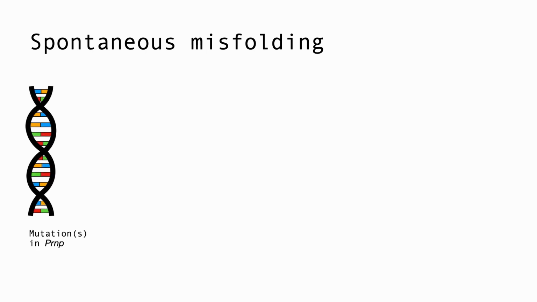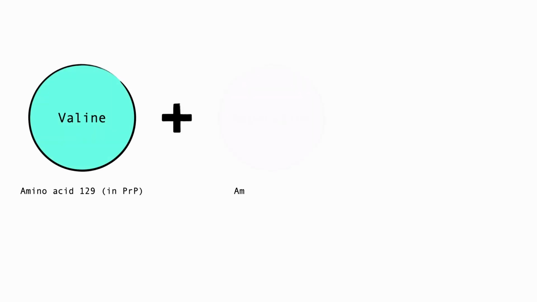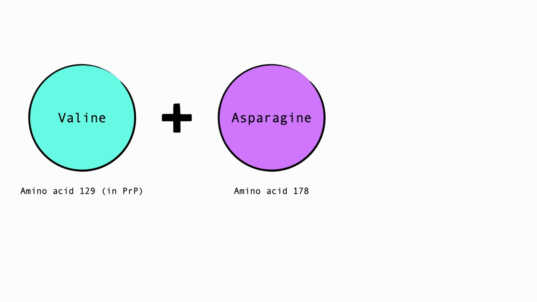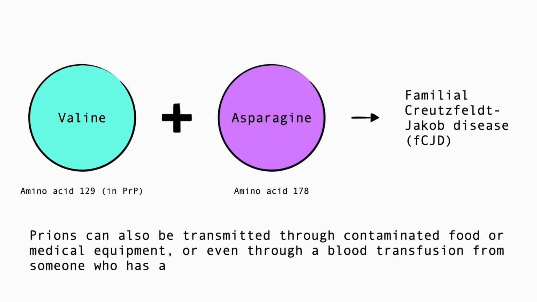Misfolding of PRP can occur spontaneously. Mutations in PRNP, the gene that codes for PRP, may increase the chance of spontaneous misfolding because the mutation might change the amino acid sequence and therefore might affect the interactions that determine the shape of the protein. For example, when amino acid 129 is valine, and a mutation causes the amino acid asparagine to be present at amino acid 178 instead of aspartate, it causes familial Creutzfeldt-Jakob disease.